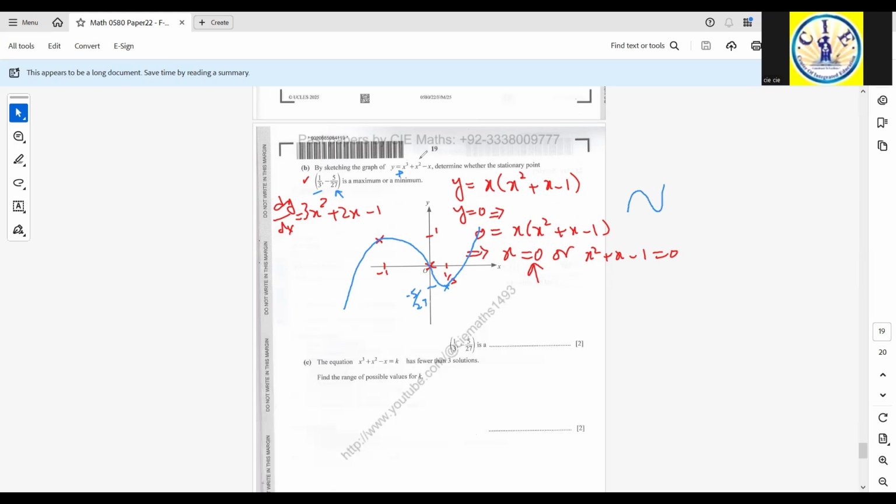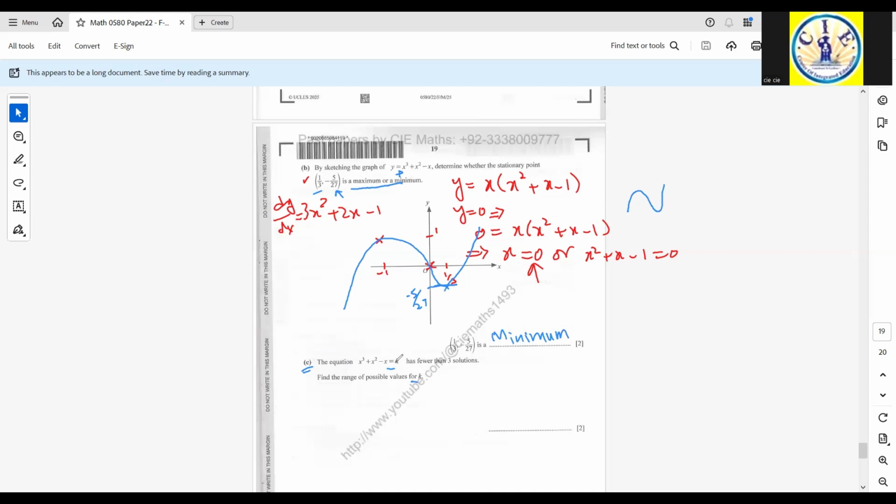So we need to find out, for this point, is this a maximum or a minimum point? This one is this point, so this is a minimum point. Then for part C, the equation, this one has fewer than 3 solutions. Find the range of possible values for K.